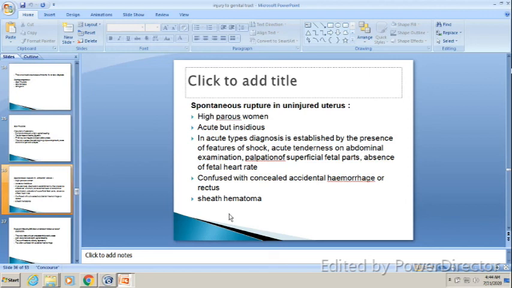In which patients will you get spontaneous rupture in an uninjured uterus, like in high-parity women. In acute type, diagnosis is established by the presence of features of shock, acute tenderness on abdominal examination, palpation of superficial fetal parts, absence of fetal heart, confused with concealed accidental hemorrhage or rectus sheath hematoma. Okay.